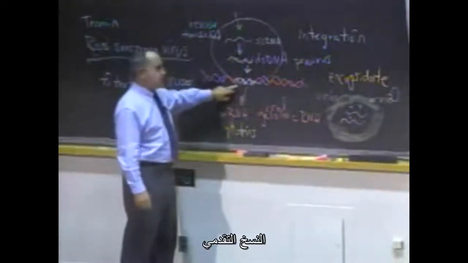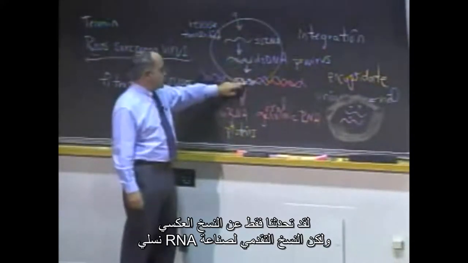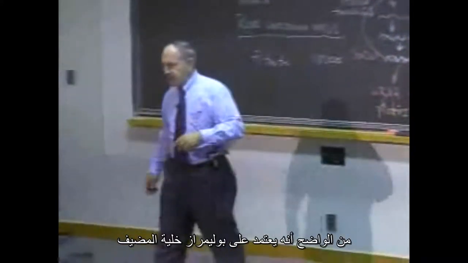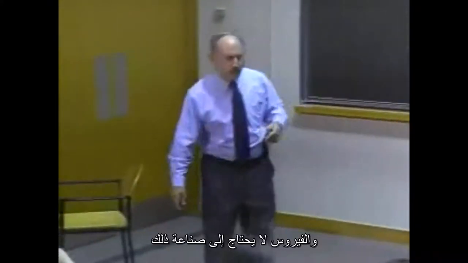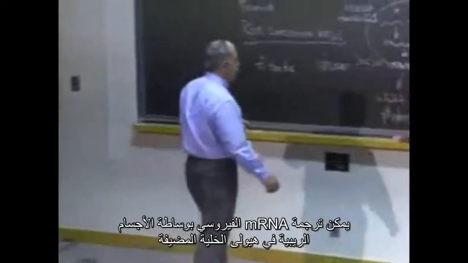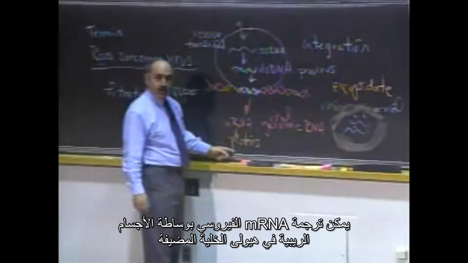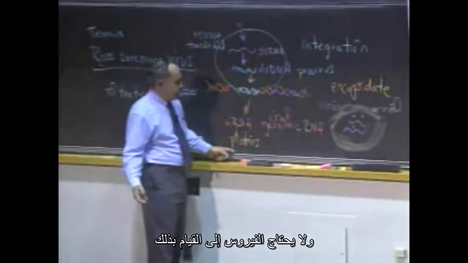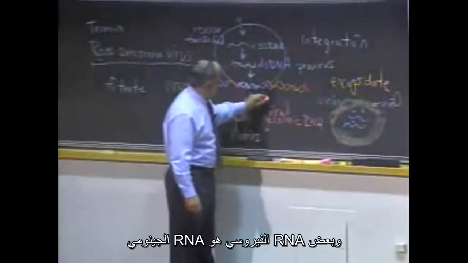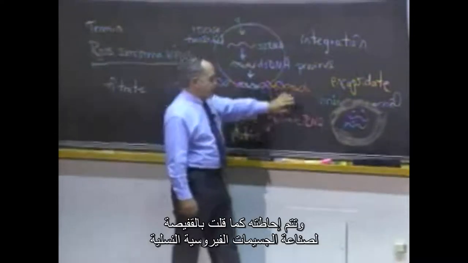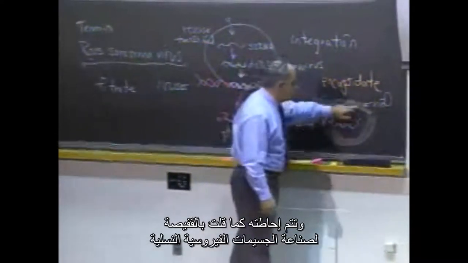The forward transcription, we've just talked about reverse transcription, but the forward transcription to make progeny RNA obviously can rely on the host cell polymerase. The virus doesn't need to make that. The viral mRNA can be translated by host cell ribosomes in the cytoplasm. The virus doesn't need to make that. Some of the new viral RNA is genomic RNA, which, as I say, becomes encapsidated to make progeny virus particles.